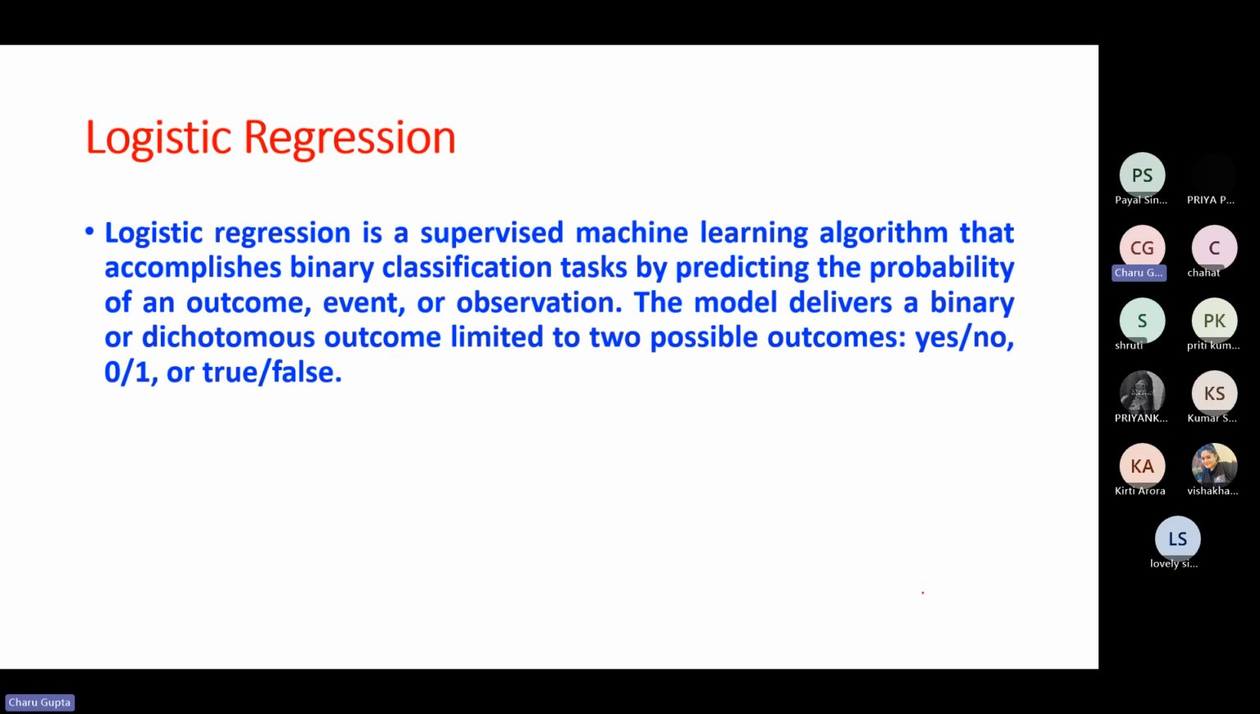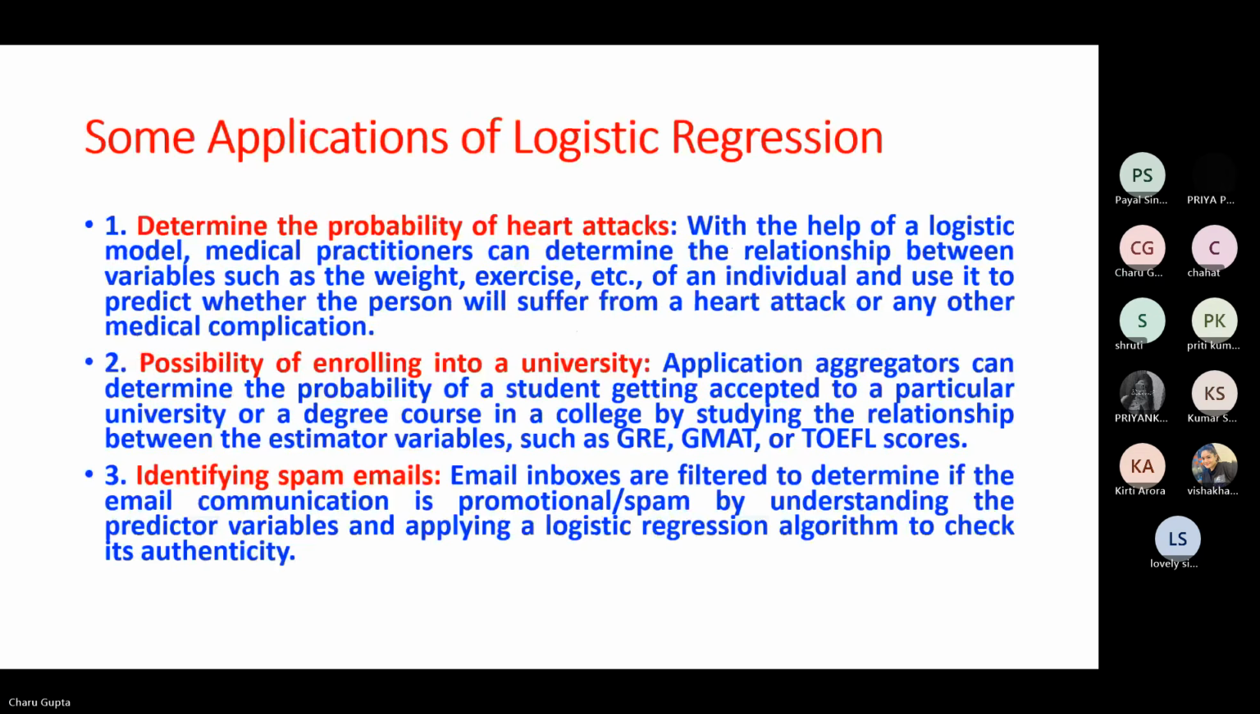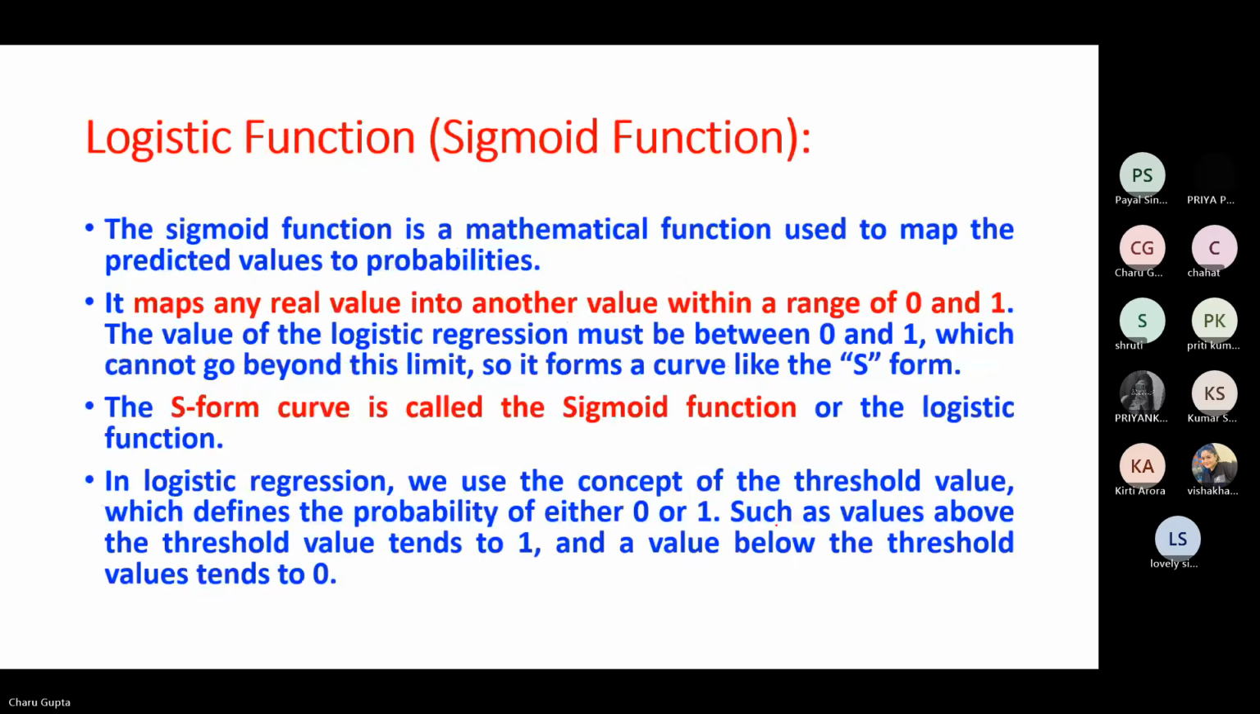Next is logistic regression. This is a supervised machine learning method. See, in linear regression we have a line, and in logistic regression we have an S-shaped curve, right? This S-shaped curve is called a sigmoid function. In logistic regression we have an S-form curve called the sigmoid function.